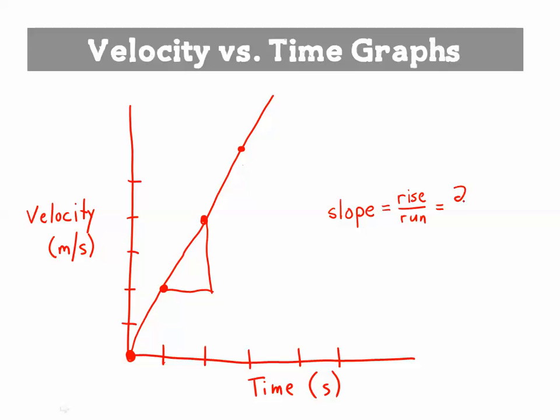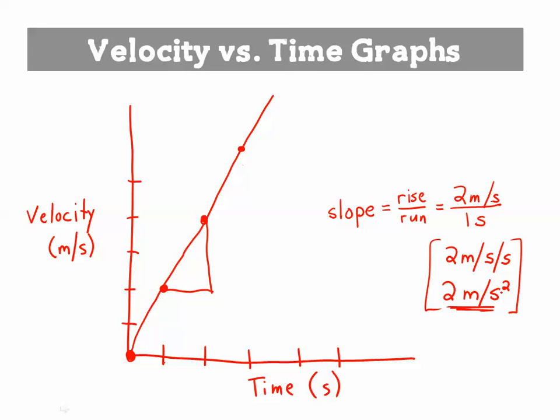In other words, 2 meters per second over 1 second. Since I'm dividing by seconds twice, it's also going to be 2 meters per second per second, or 2 meters per second squared, which is the SI unit for acceleration, whichever way you prefer to notate that. Both of these are technically correct, but you'll usually see it the shorthand way, 2 meters per second squared.